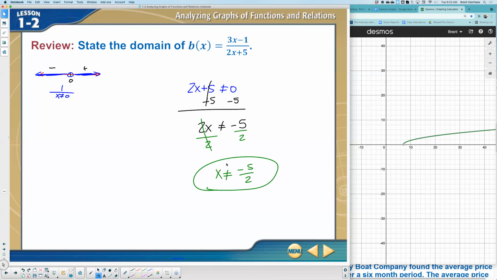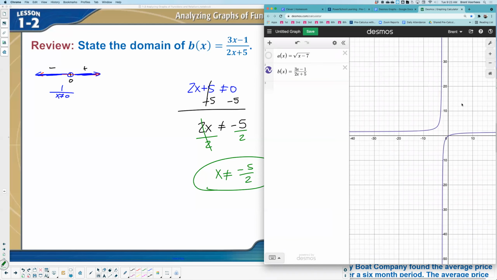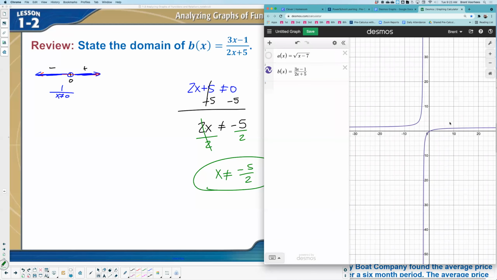So what we're going to see when I graph this is this graph, it's going to extend forever to the left, forever to the right, except there's going to be one break in the middle. And that break's going to be a negative 2.5, negative 5 halves. So I'll show you this equation now. B of x is going to equal 3x minus 1 over 2x plus 5. You'll notice it does extend forever to the left. It extends forever to the right. There's just one break. Where do we think that break's going to be located at? What did I say that is as a decimal?